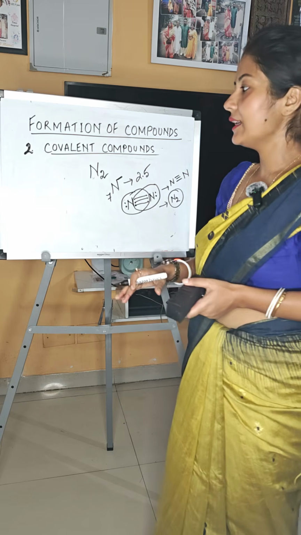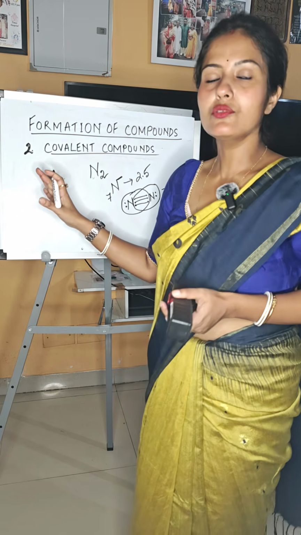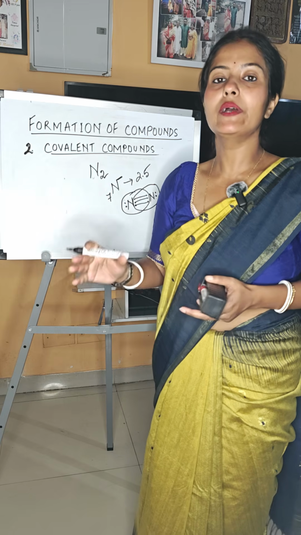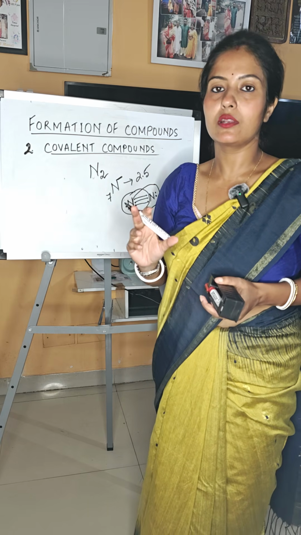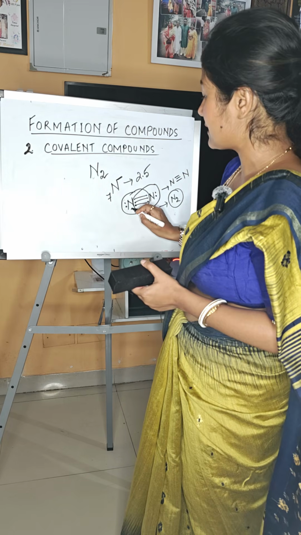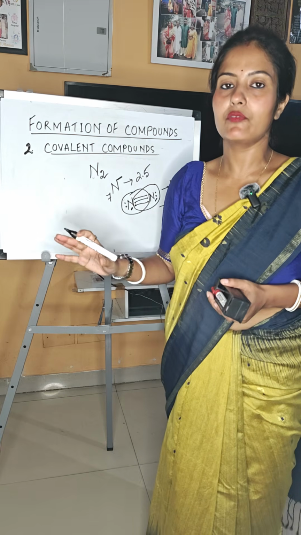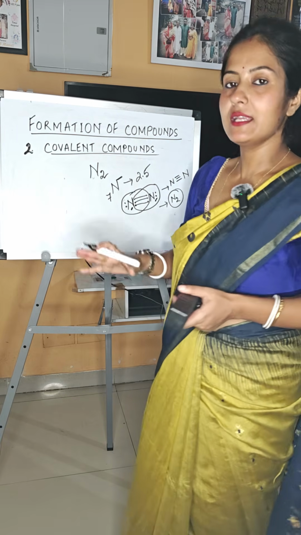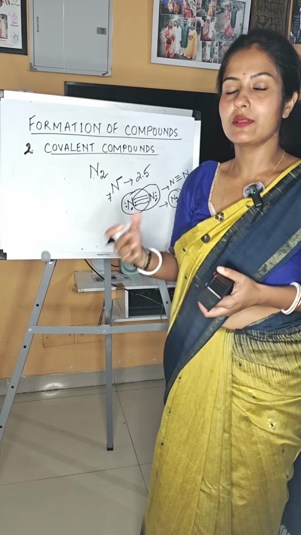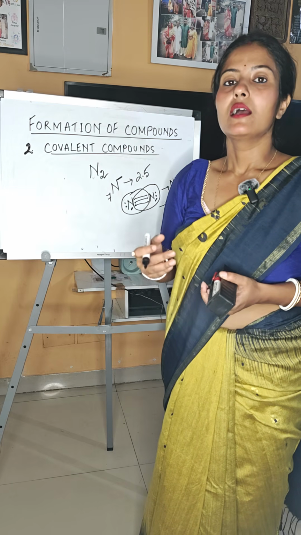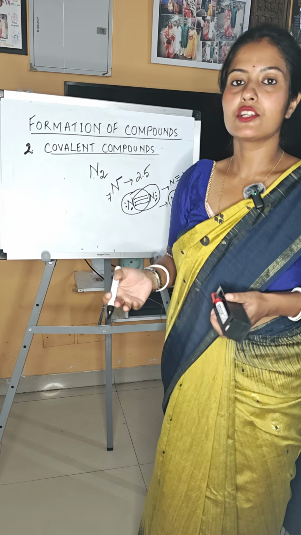So the basic idea is, in case of covalent compounds, electrons are shared equally. This term equally is very important. So whatever electrons this atom will share, this atom will also share exactly the same number of electrons. And in case of ionic compounds, the bond is formed by the transfer of electrons from one atom to the other.